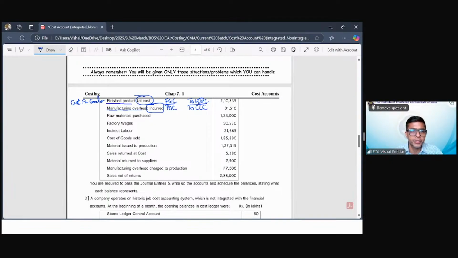Anybody, any questions? Now I have the expenses of material which is being incurred. So I purchase raw material. It will be SLC to CLC. Again for labor.